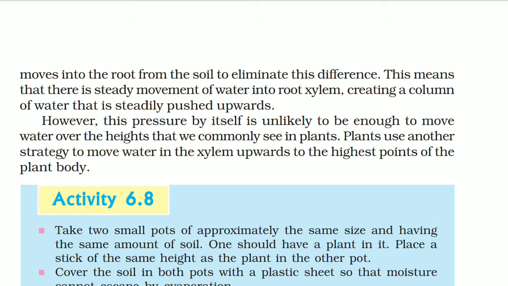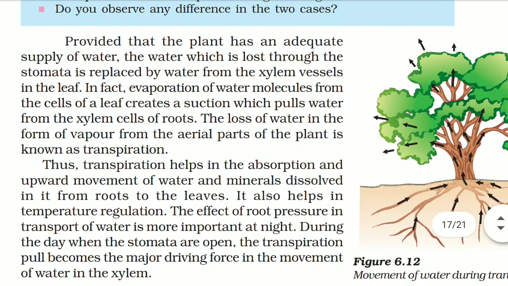However, this pressure by itself is unlikely to be enough to move water over the height that we commonly see in plants. Plants use another strategy to move water in the xylem upward to the highest point of the plant body. Provided that the plant has an adequate supply of water, the water which is lost through the stomata is replaced by water from the xylem vessels in the leaf. In fact, evaporation of water molecules from the cells of the leaf creates the suction, which pulls water from the xylem cells of the root.